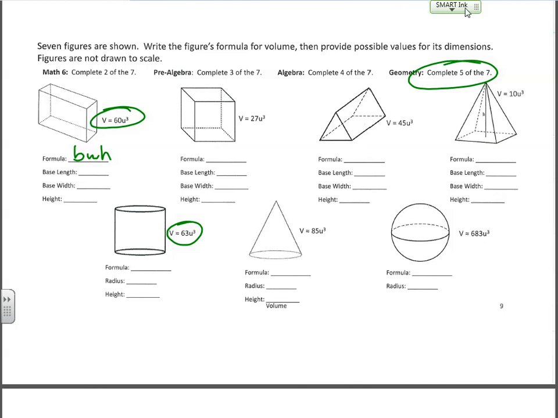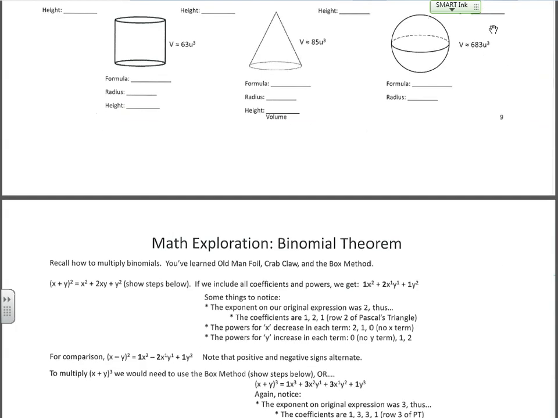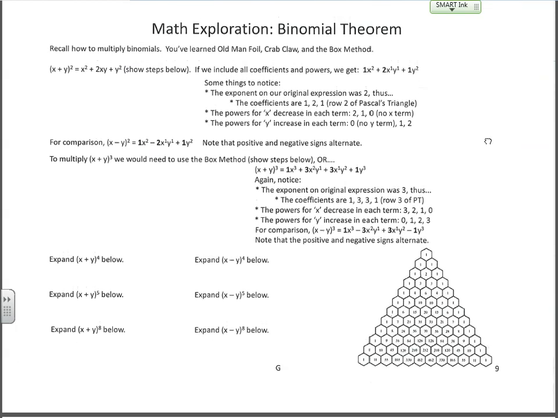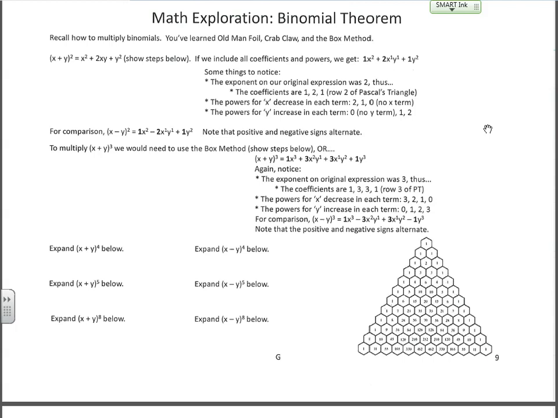Then we get to math exploration, which is looking at the binomial theorem with Pascal's triangle. This comes at a great time because we just learned how to multiply binomials together using Old Man Foyle, crab claw, and actually what we're going to talk about in tomorrow's class, the box method. That's CO46. And we're going to use the box method for this just because it's really organized, especially when we don't have any numbers. All we really have are variables here.